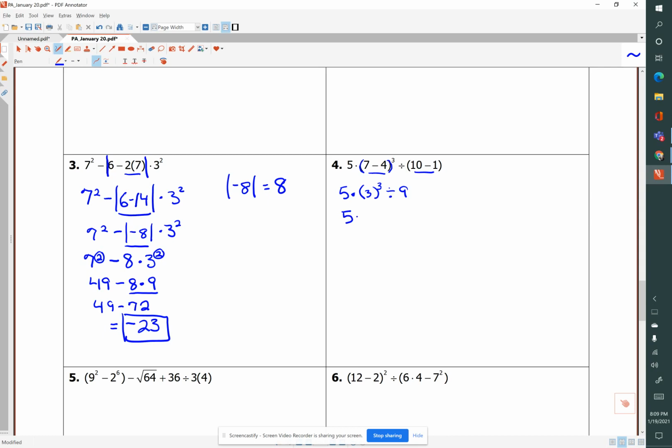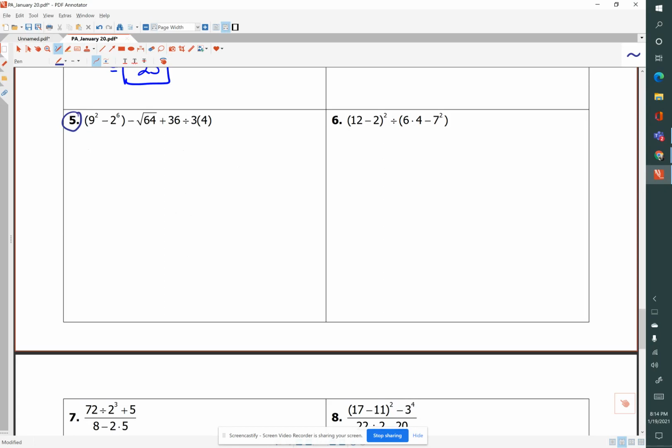Now I will do 3 to the third power, which equals 27. 3 times 3 times 3. So 5 times 27 divided by 9. Now I have multiplication and division, so I'm just going to work from left to right. So 5 times 27 is 135. I have my divided by 9. And 135 divided by 9 is 15, and that is the answer to our problem.